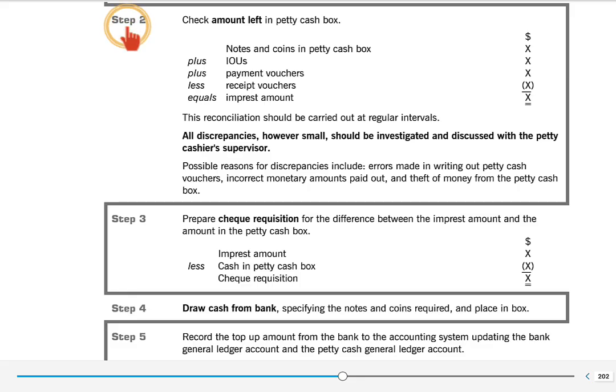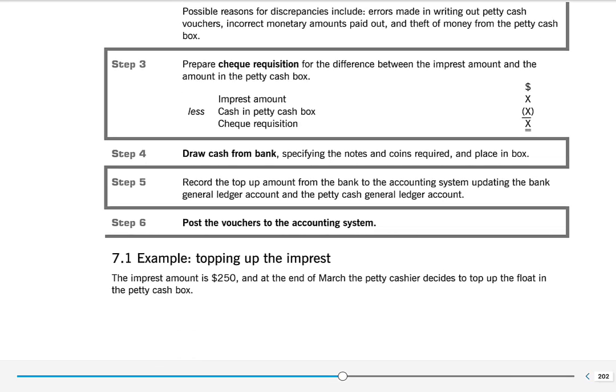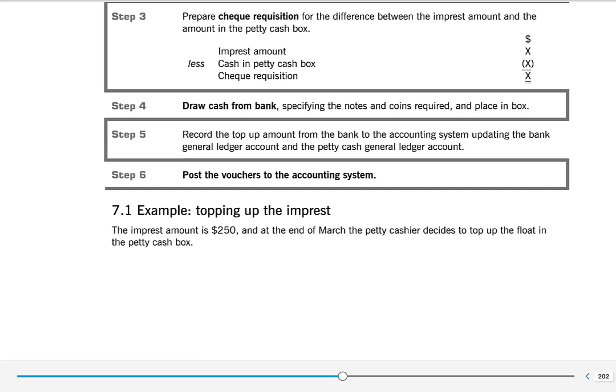Step 2. Count the cash left in the petty cash box. Now we count the real notes and coins inside the box. Then we compare the cash we counted with what we expect it to be based on the paperwork. This is a very important control check. If the cash does not match what it should be, we must investigate. Even if the difference is small, small differences can still mean a problem. For example, a missing voucher, or a wrong amount written on a voucher, or cash taken by mistake, or cash taken on purpose. That is why this step protects the business.